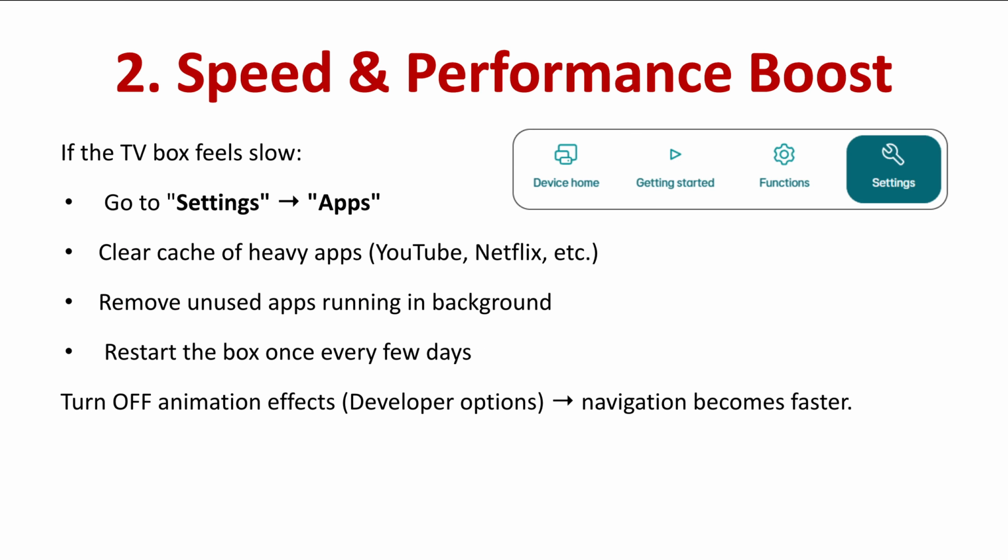So, speed and performance boost. If the TV box feels slow, go to settings, then apps. Then clear cache for heavy apps like YouTube, Netflix, etc. Then remove unused apps running in the background. Restart the box once every few days. Turn off animation effects in developer options, and navigation becomes faster.